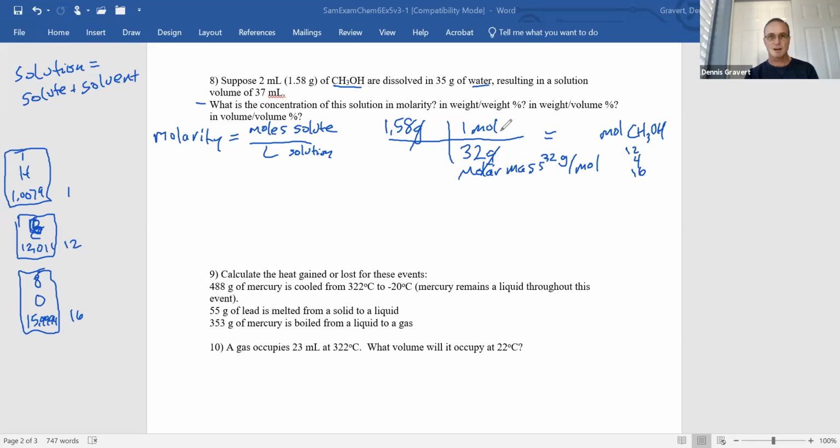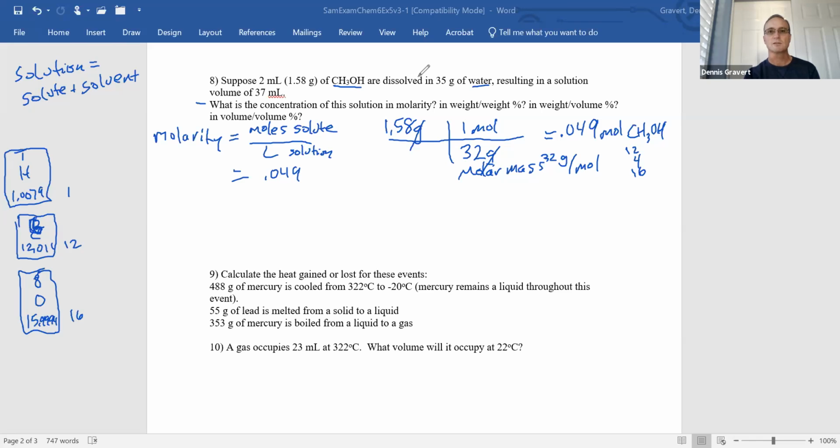1.58 divided by 32. I got 0.049 moles. So the molarity of the solution is 0.049. Hope that's right. It looks weird to me. And then we divide by the volume of the solution.